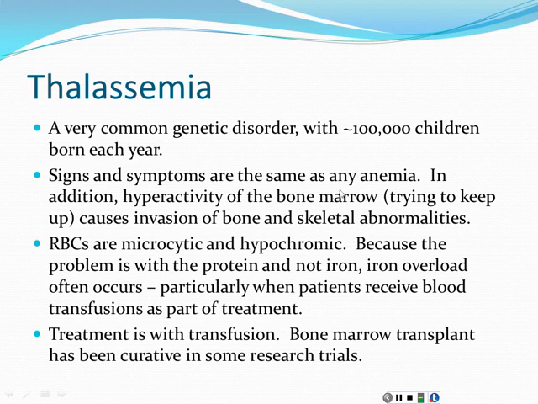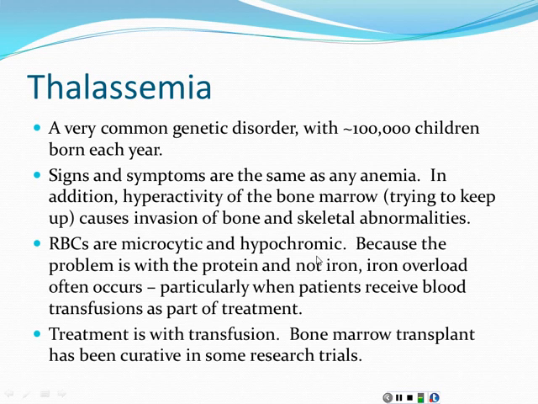In addition, the bone marrow is hyperactive because it keeps trying to make more red blood cells with more hemoglobin, but it can't because the hemoglobin production essentially can't keep up. So the red blood cells that we find are microcytic and hypochromic, similar to what you'd see in iron deficiency. But the problem here is not iron, it's the protein itself. It's the hemoglobin that is not being made.